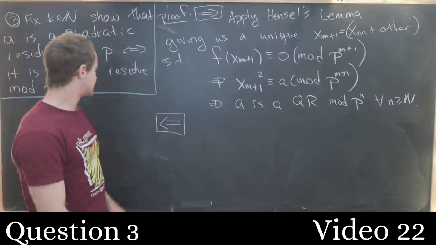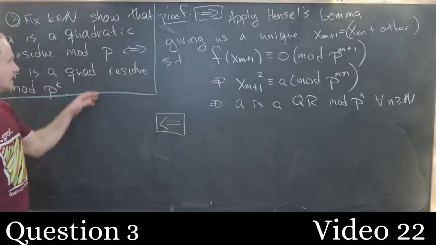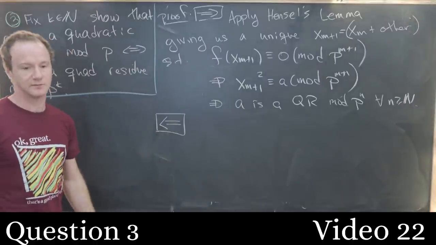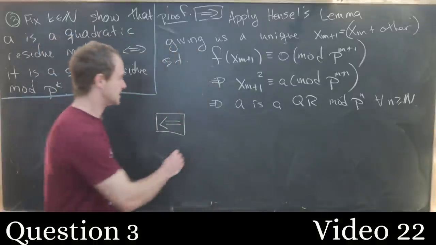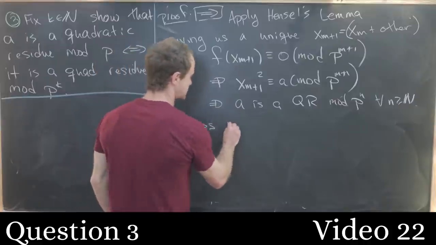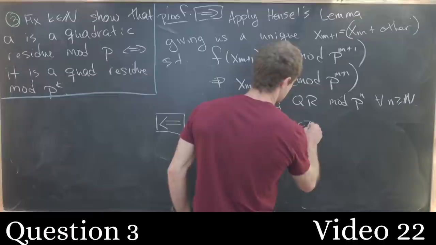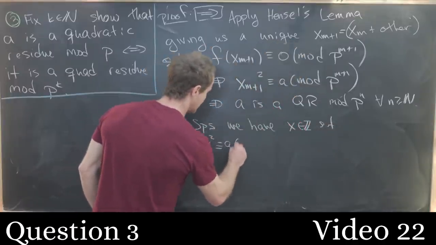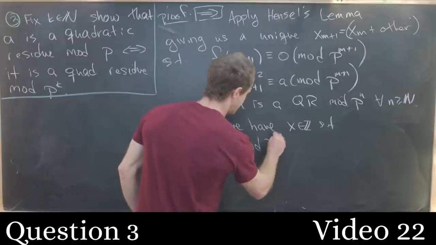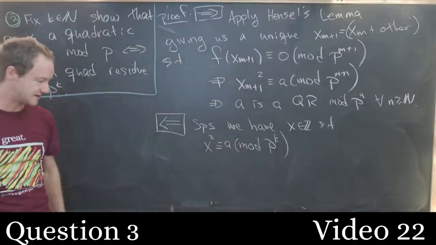Okay, so now let's do the reverse direction. In other words, a is a quadratic residue mod p^k, and we want to show that it's a quadratic residue mod p. This is actually pretty quick. So let's suppose we have x, an integer, such that x squared is congruent to a mod p^k. That's what it means to be a quadratic residue mod p^k.